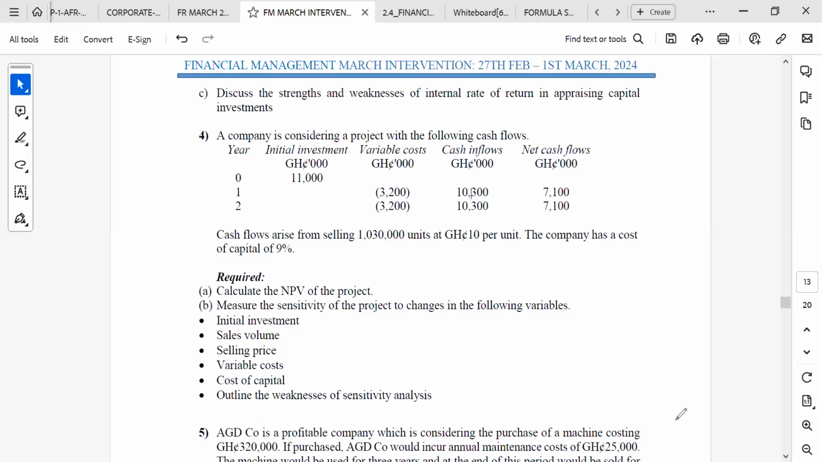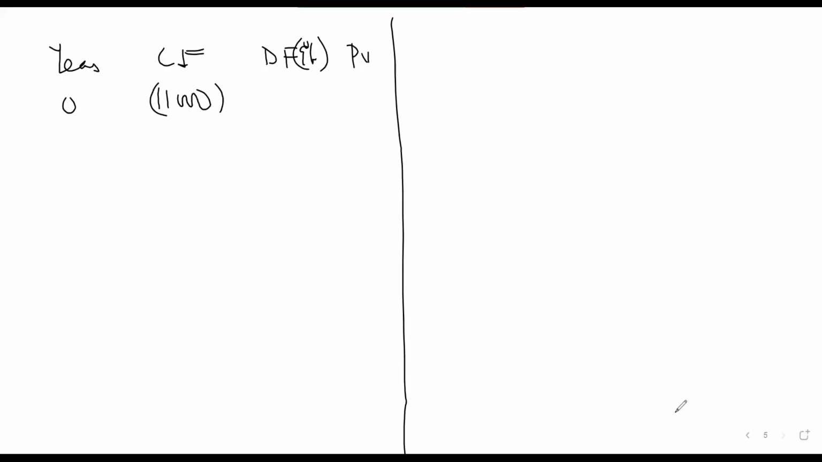How do we do that? We know our initial investment. So we look at the years, the cash flow, the discount factor, then we have the PV. We know that our discount factor is 9%. Let's start with year 0. What is the cash outflow? It's 11,000. So we have 11,000 as an outflow, with a factor of 1.00. So this will still be 11,000.